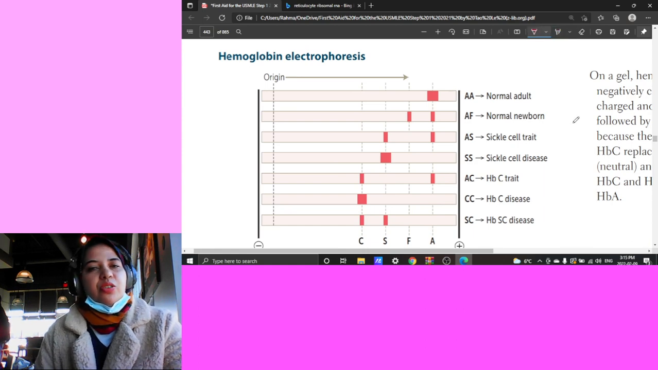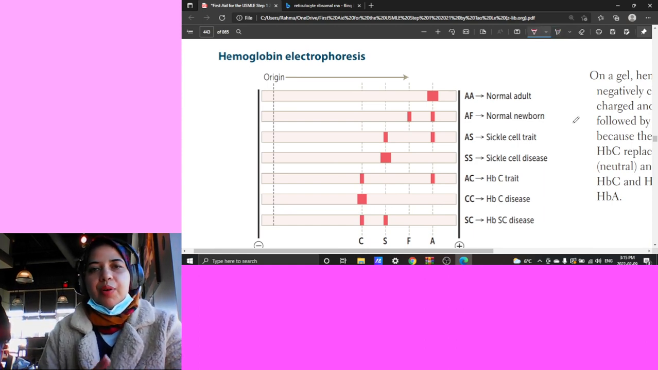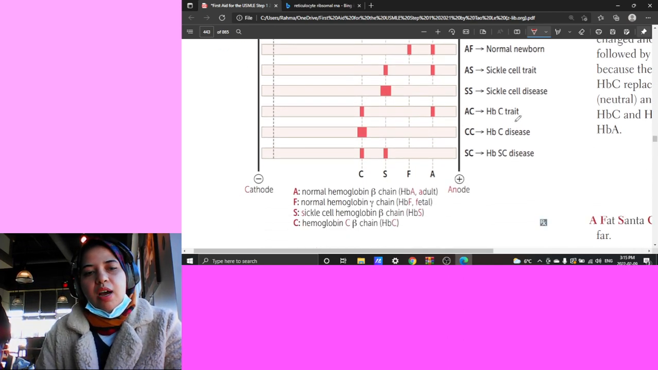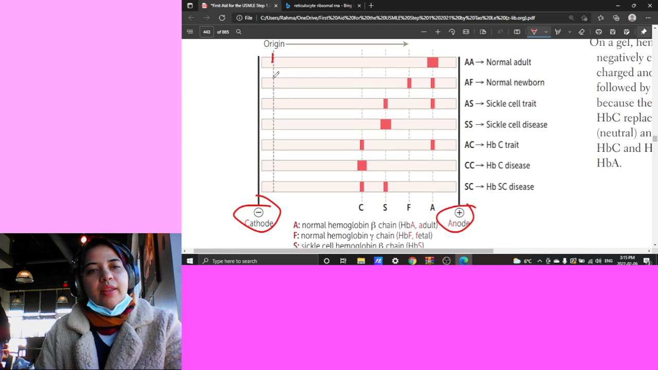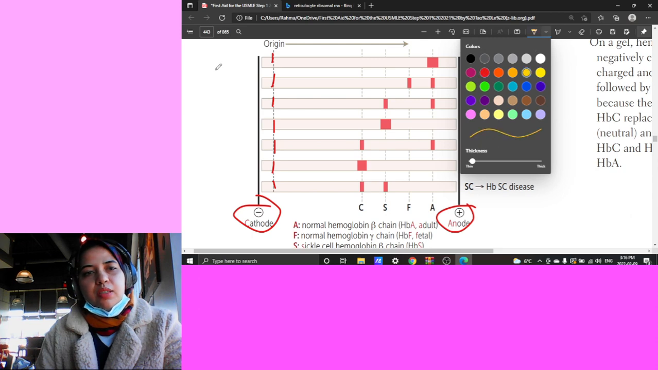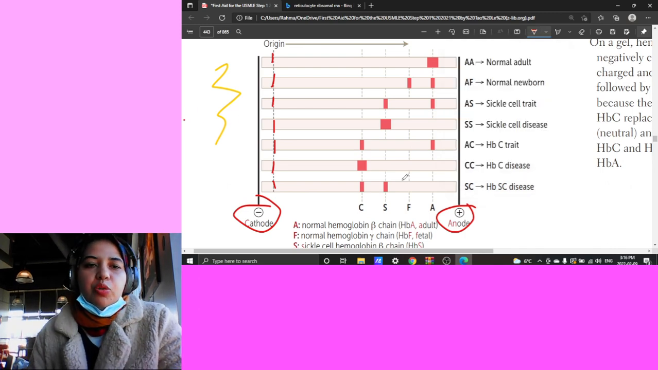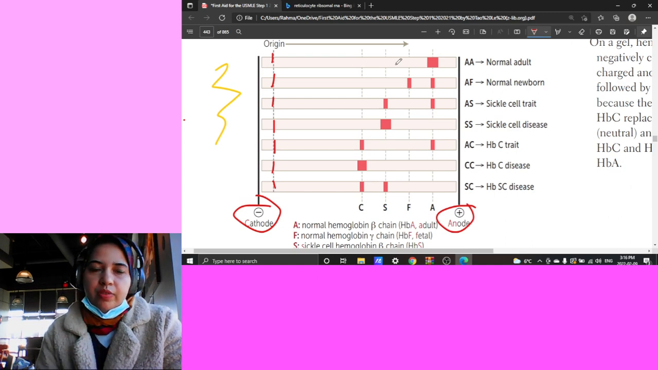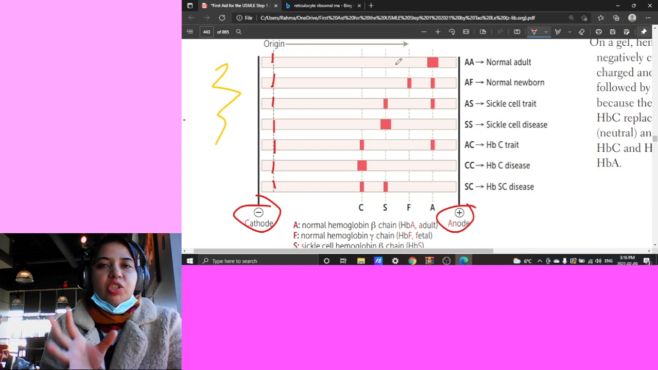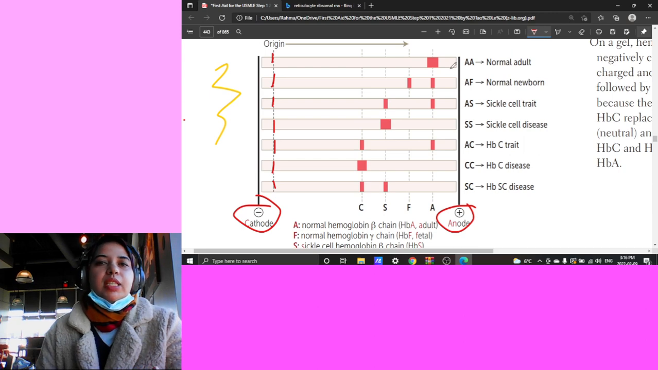Hemoglobin electrophoresis is one way for us to figure out the type of hemoglobin. It's very interesting and very simple to understand. You have a cathode here that's negative, and an anode here, which is positive. In electrophoresis, you have these wells where you put in your sample, and then you run an electric current through it. Negatives are going to be attracted to positives, and positives to negatives. Based on the location when I turn off the circuit, I look at the gel and can determine what type of hemoglobin I have.